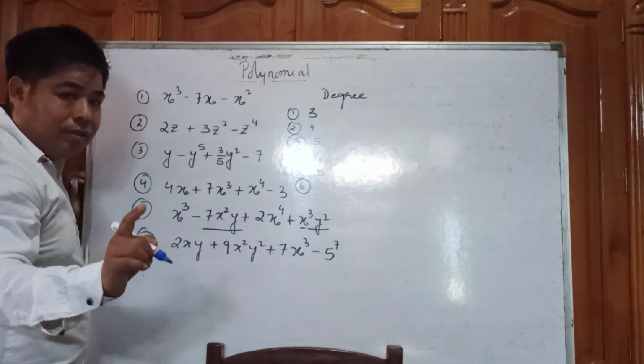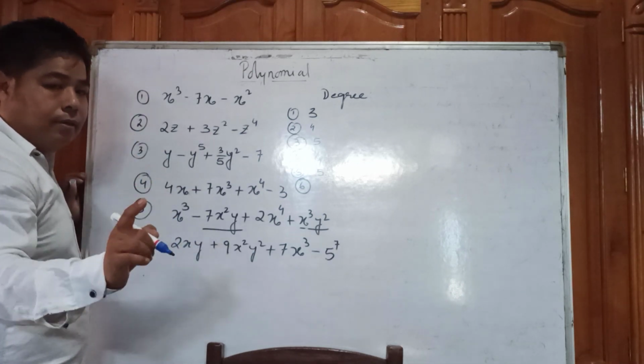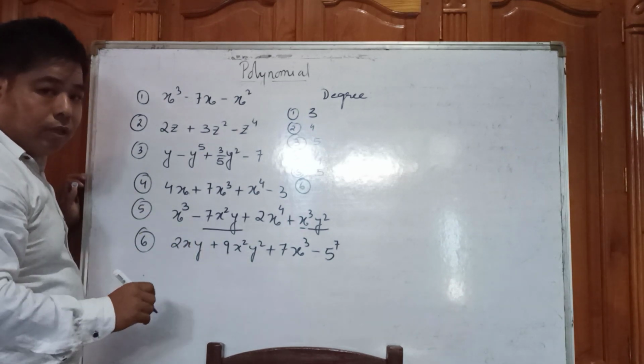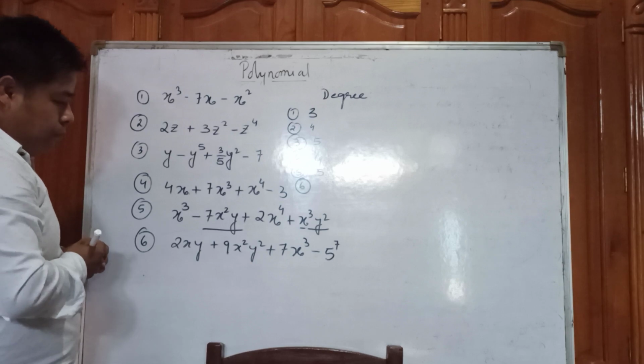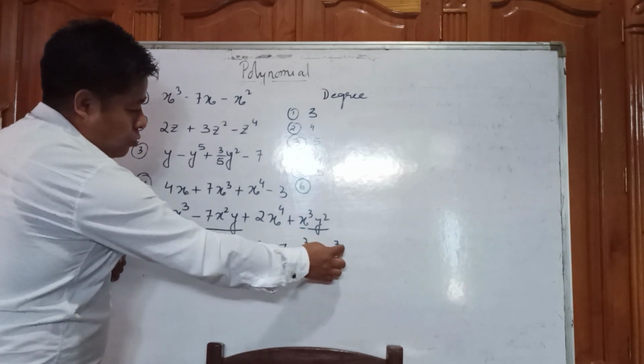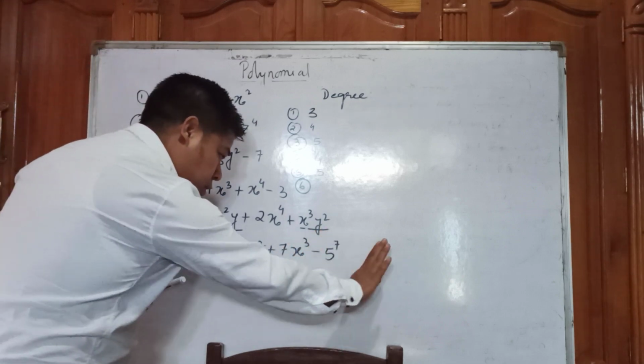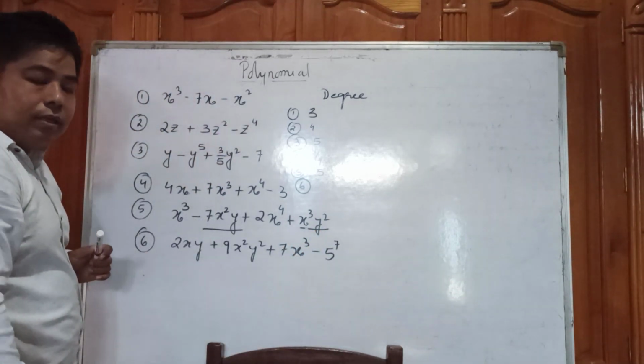Why? Because the definition of the polynomial says that the degree of the polynomial is the highest power of the variable. That means we are going to look at the powers of the variable only. Here the power 7 is not the power of a variable, but it is a power of the constant, so we are not going to consider this power 7 to find the degree.